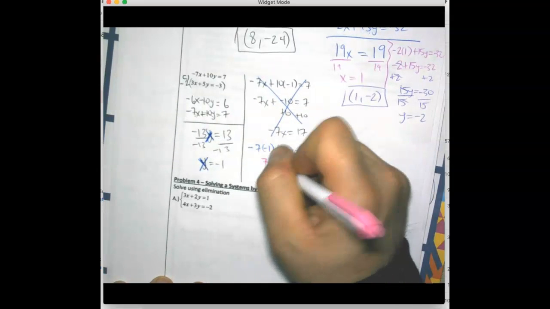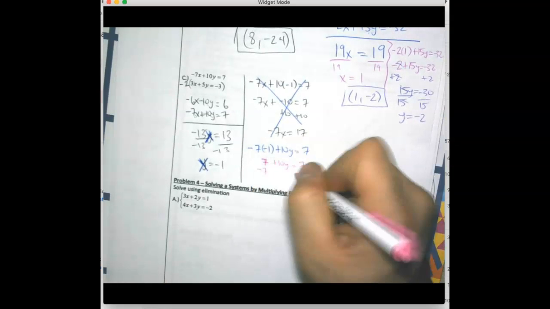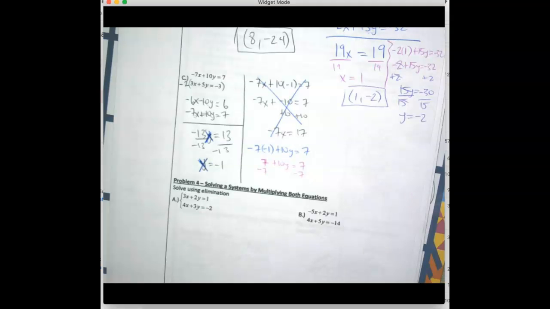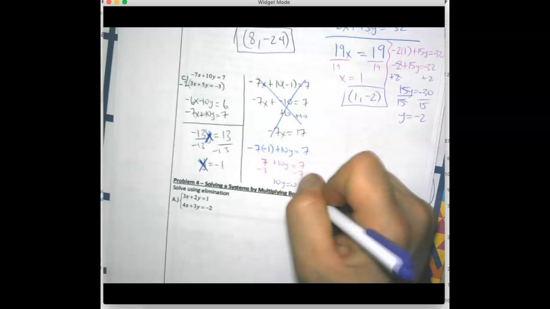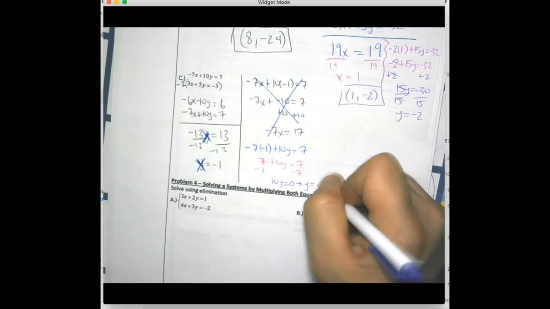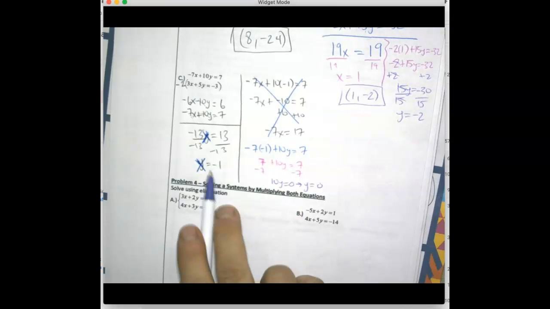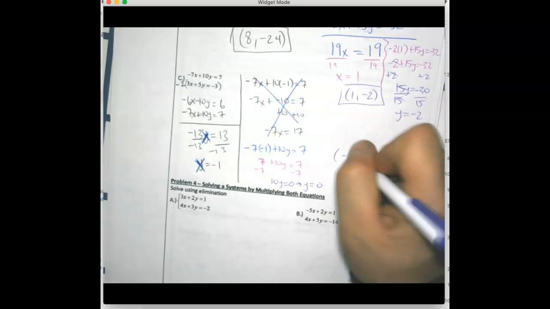So 7 plus 10y equals 7. If I subtract here, I'll actually get 10y equals 0. And then if I divide 0 divided by 10, 0 divided by anything, right, is 0. So my answer is x is negative 1, y is 0. Let me go ahead and write that.